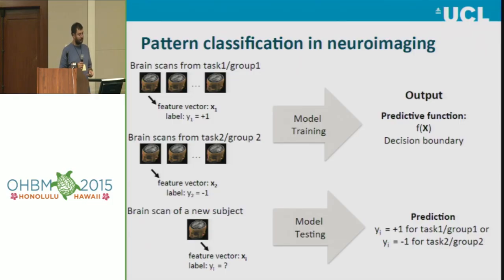So then when we have a new subject, which is at the bottom of the slides, we've got a brain scan of a new test subject, we'd call it. We'd once again extract its feature vector xi. We have the label, which we don't know what it is, but we've built our model. So during the testing phase, we can just apply this model to our test subject and give us a prediction. So in this case, the classification task, you will have a +1 or a -1 indicating which task or group the subject is, we predict that this subject is part of.